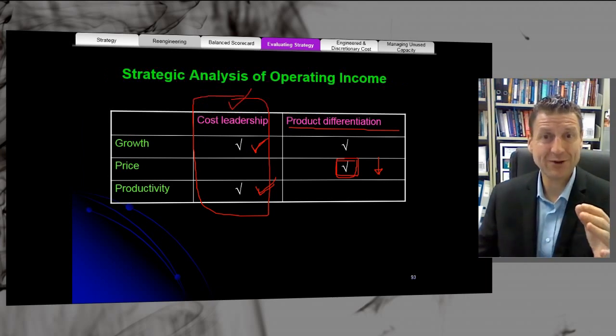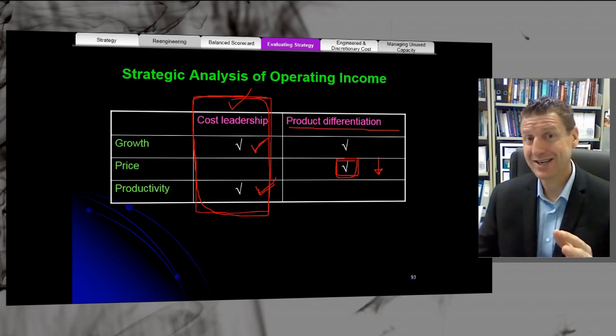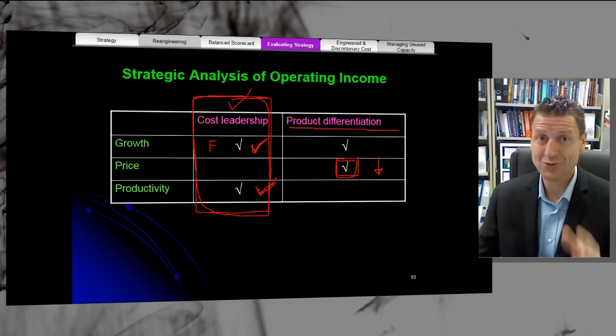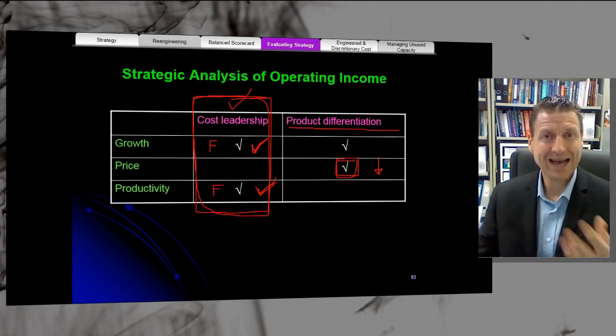And so I've got a few markings here. We understand that chipset is actually following a cost leadership strategy. We know that, and it's actually focused on growth and productivity. Aren't we lucky because chipset has a favorable growth component and overall has favorable productivity? Aren't we lucky that it works in very nicely for a cost leadership strategy?